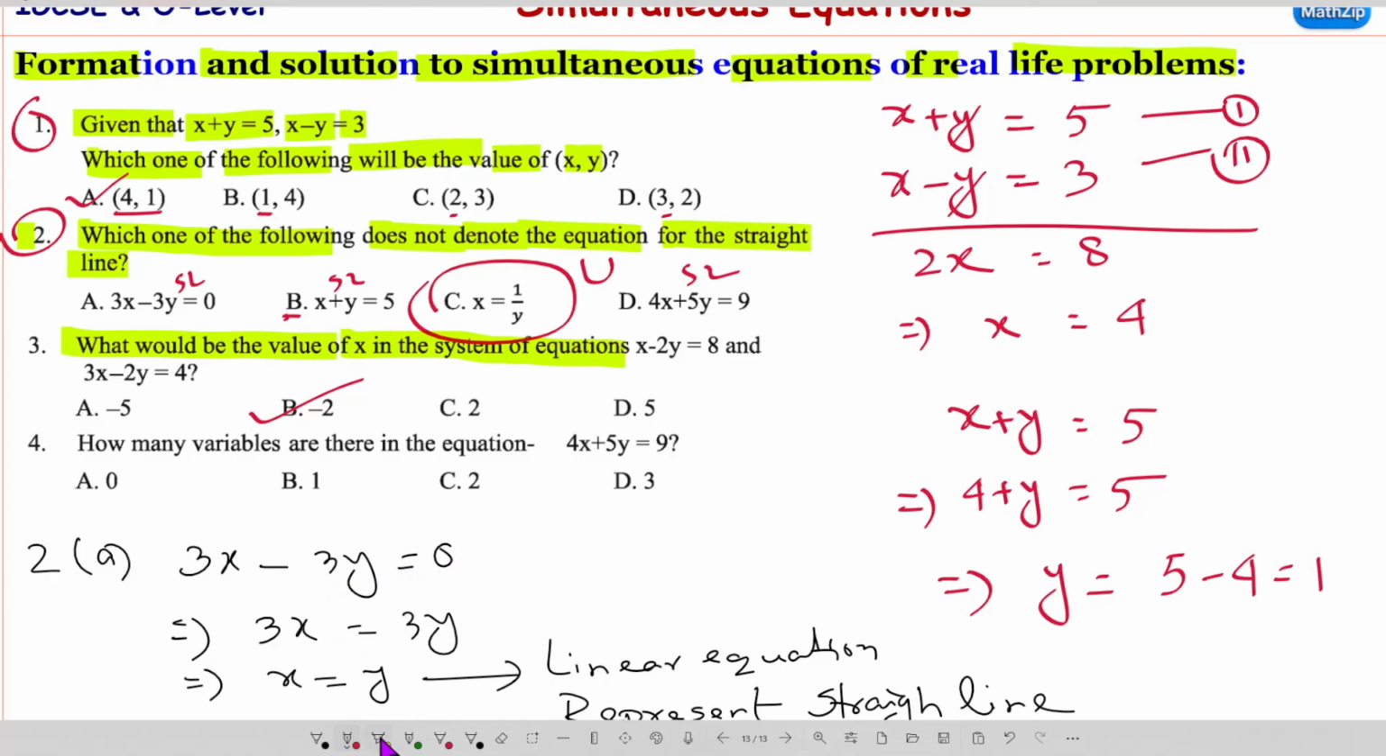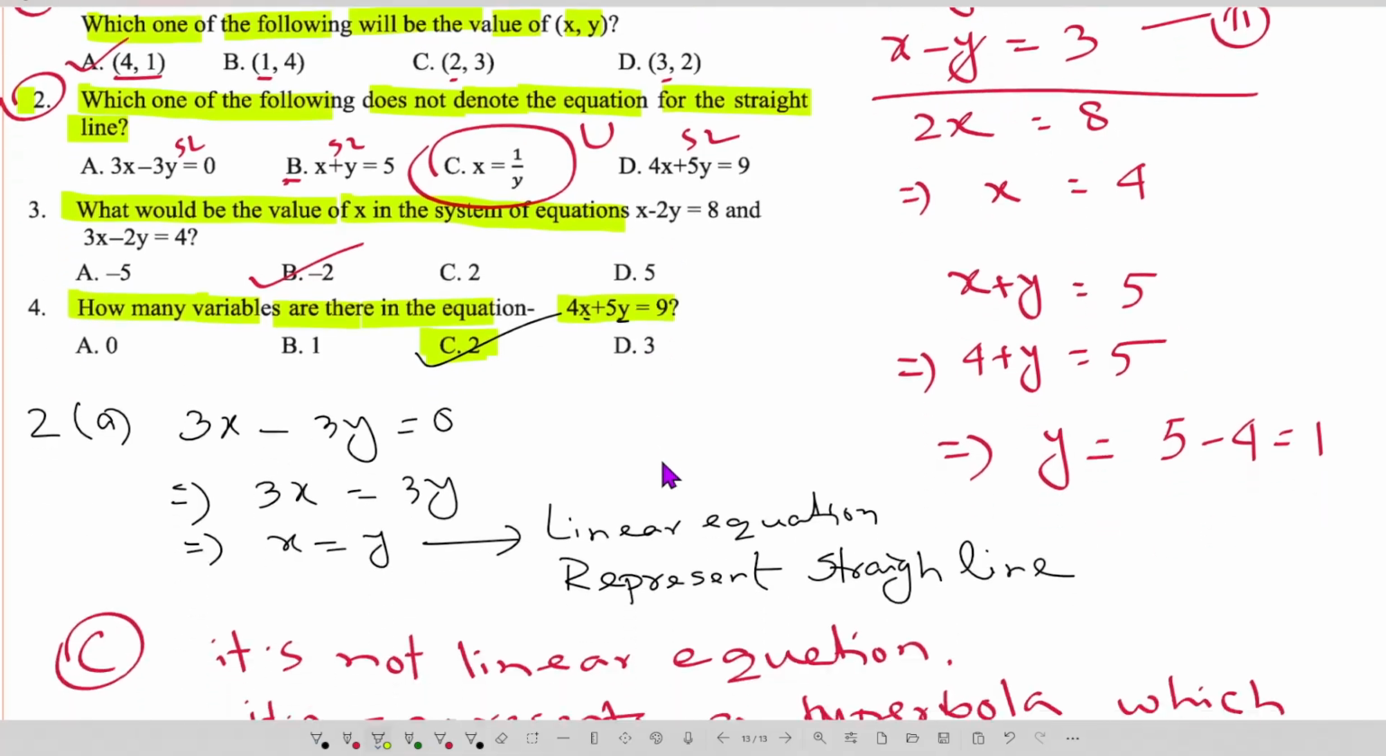Number 4, how many variables are there in the equation 4x plus 5y equals 9? So there are two variables, one is x and another is y. So our answer is number C, which is 2. Okay, so very simple. Number 4 done.